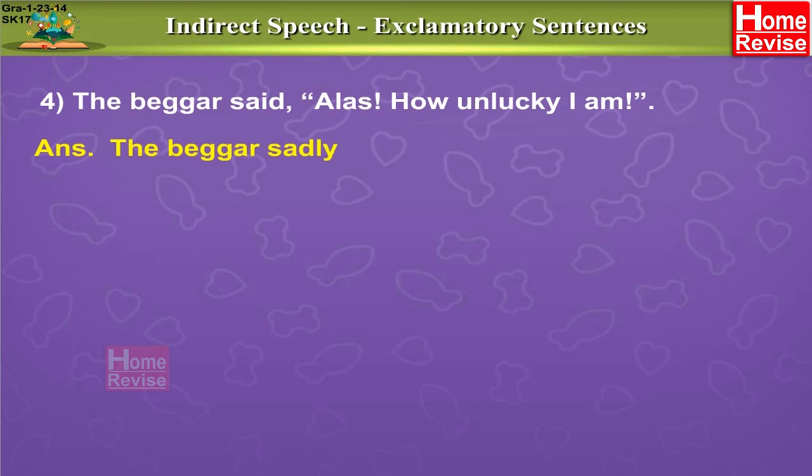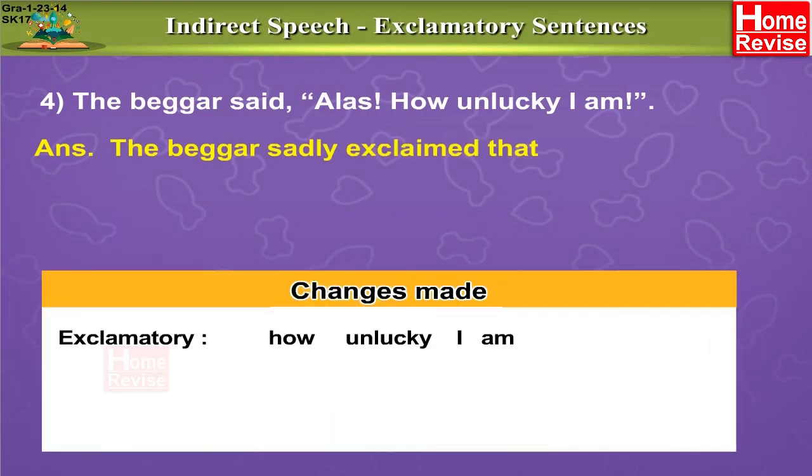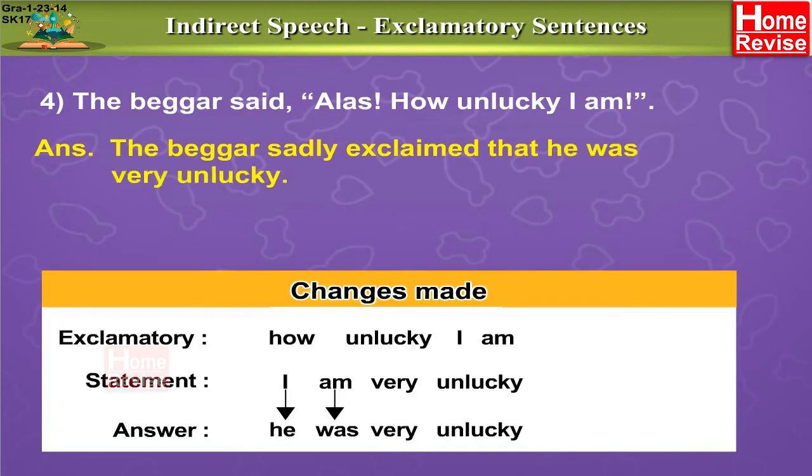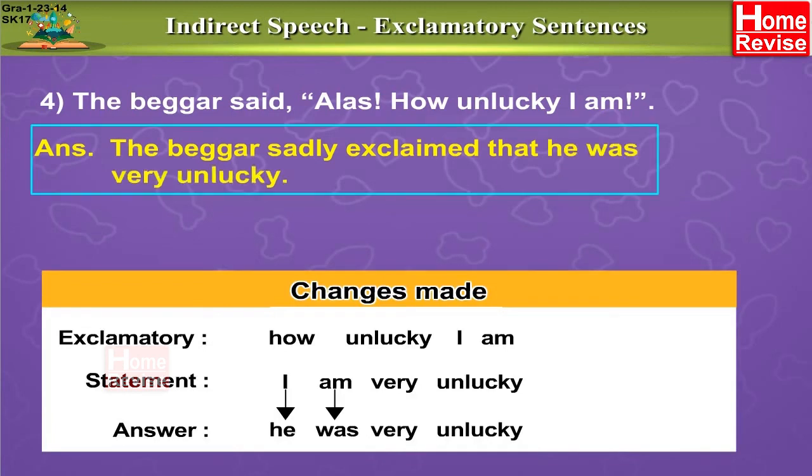So the beggar sadly exclaimed that, "How unlucky I am" is the exclamation, which is to be changed into a statement. It becomes, "I am very unlucky." Now, the beggar is the speaker. So I changes to he, am changes to was. And the sentence goes like this. The beggar sadly exclaimed that he was very unlucky. Full stop.